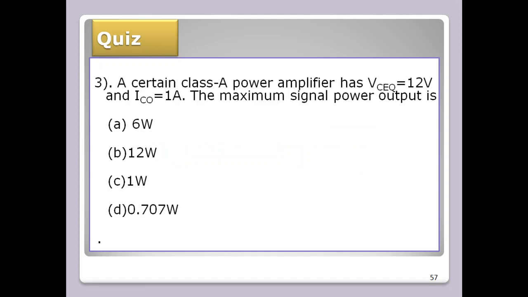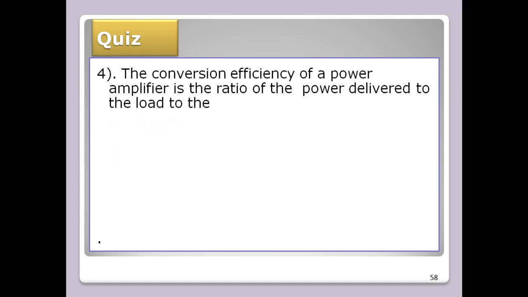Here, a Class A power amplifier has a VCQ of 12 volts and ICQ of 1 amp. Then what is the maximum signal power output here? So you can simply calculate it, it is 6 watts, because we have an equation to calculate here.